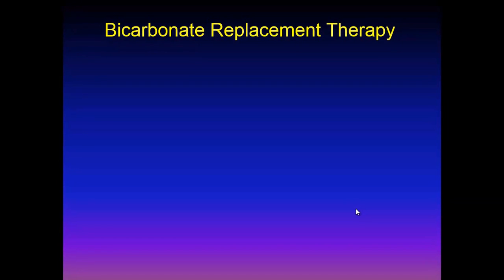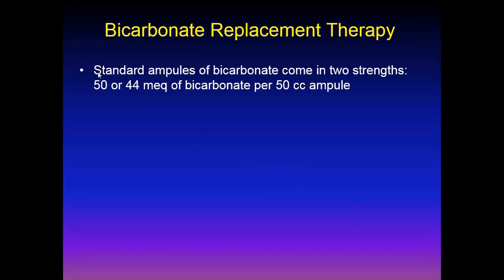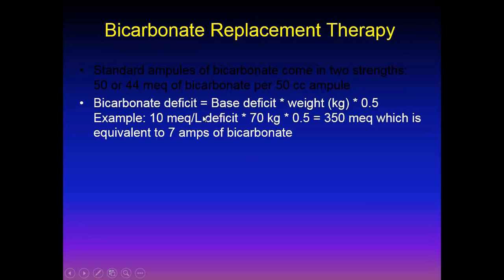How about bicarbonate replacement therapy? Well, our ampule has 2 strengths. At our hospital, it's 50 milliequivalents per small 50 cc ampule. We can calculate the bicarbonate deficit with the formula base deficit, which is from the chemistries, times weight times 0.5. I don't want to explain where that came from, but 0.5 is the fraction of the body weight that contains bicarbonate. Half of your weight in water contains bicarbonate. But an example shows how to use this.